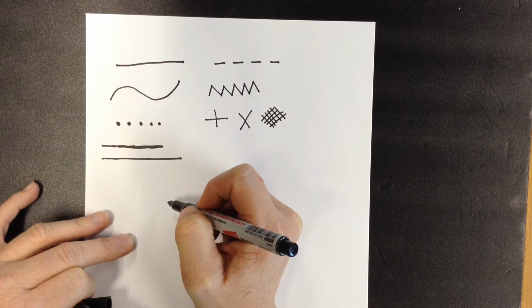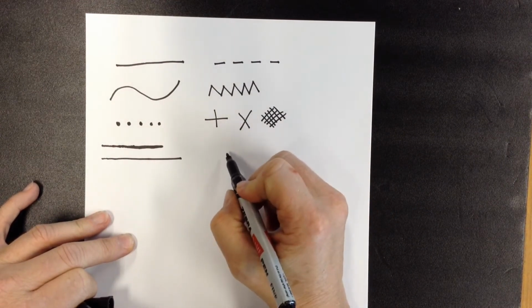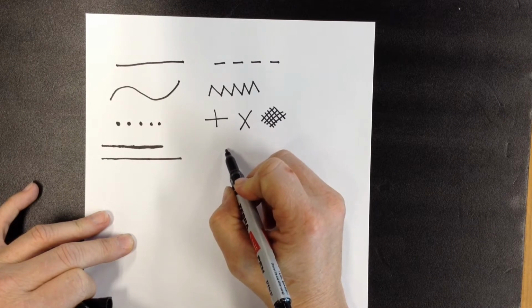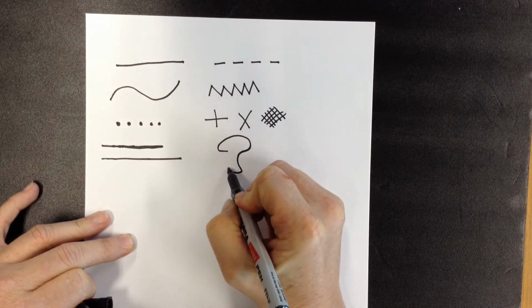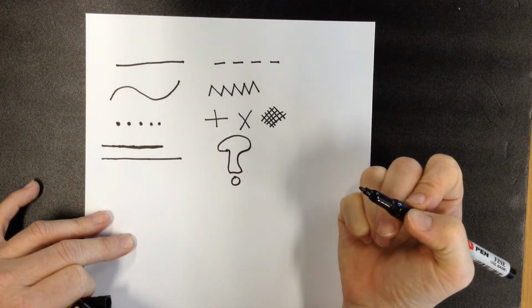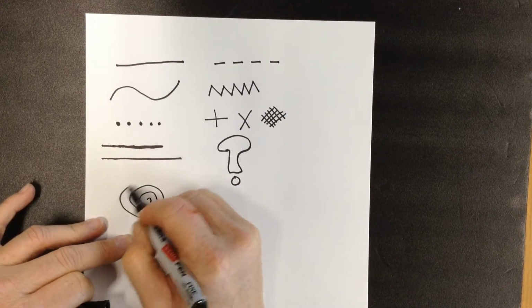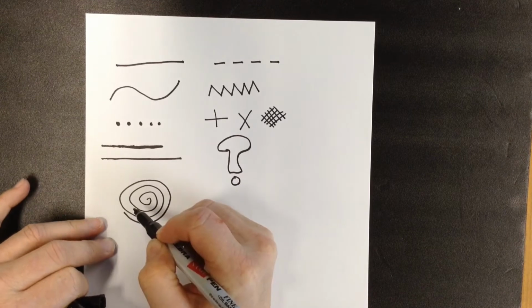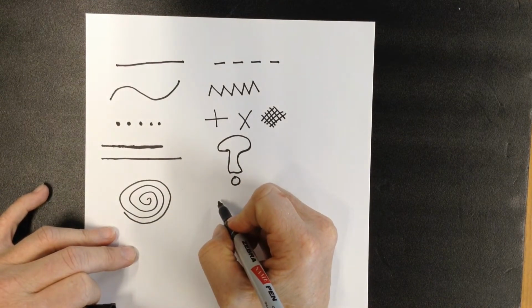That's a variable line. Then we have a contour line, and a contour line may very simply just give us a shape. So a contour, that was supposed to be a question mark, looked like a mushroom. All right, so the contour line is a shape. Then we've got a continuous line. And then the last one's a little bit tricky. It's what's called an implied line.